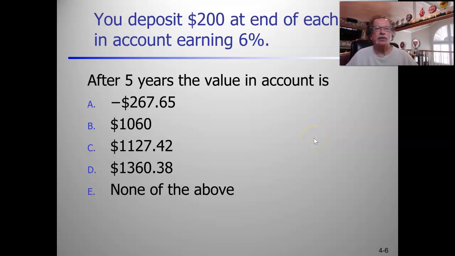Let's look at this problem. We put $200 at the end of each year into a bank account for 5 years. We're going to earn 6%. How do we find this value?